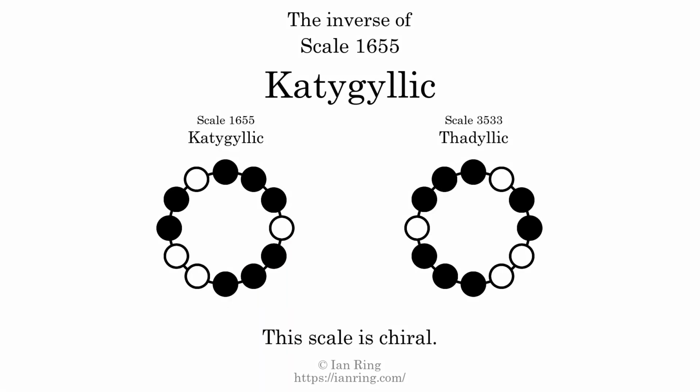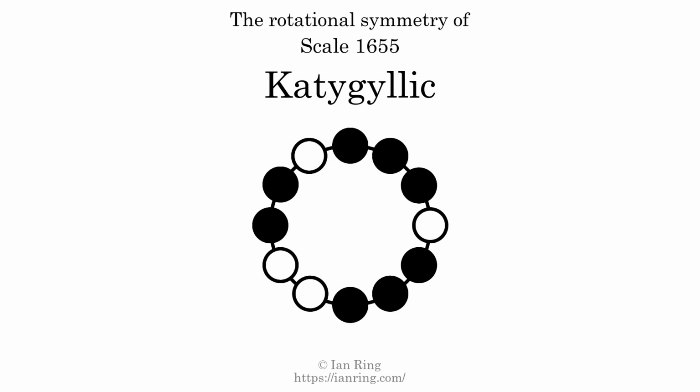The inverse of a scale is a mirror image. It is what you get when the sequence of intervals is reversed. The inverse of this scale is scale 3533, also known as Katygyllic. This scale is chiral. It cannot transform into its inverse by rotational transformation. This scale has no rotational symmetry.